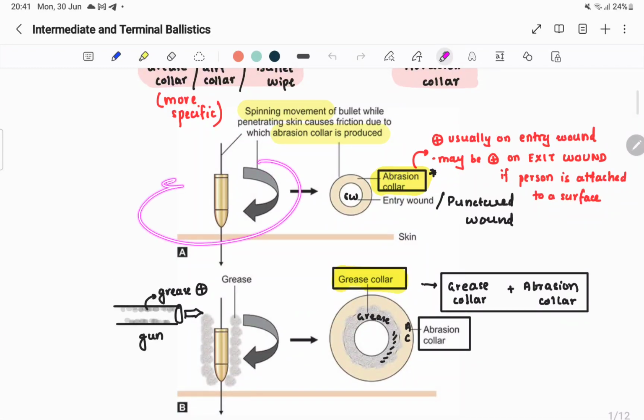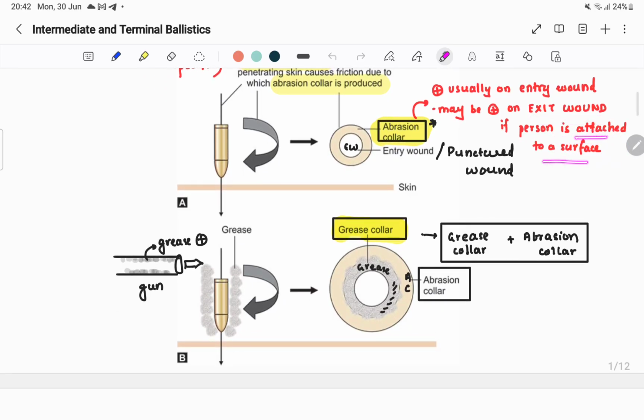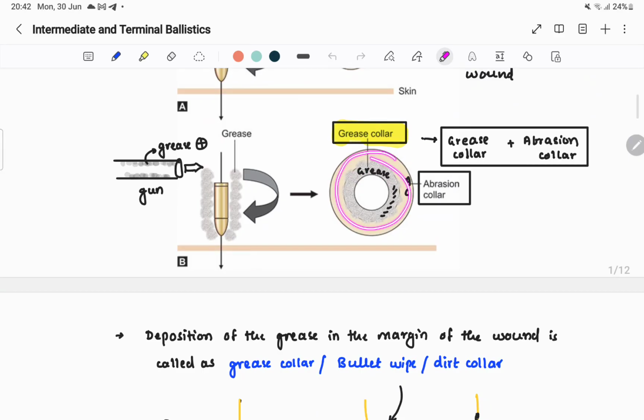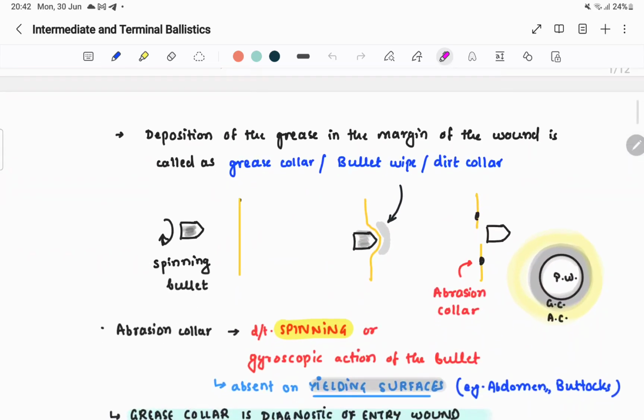The bullet will spin and produce friction, and due to this friction an abrasion collar will be there. It is usually on the entry wound because there is more spinning on entry. It is not much in the exit wound. If the person is against a wall or attached to a surface, then there can be an abrasion collar on the exit wound too. But it is usually on the entry wound. Just remember this. So the grease collar and abrasion collar are the two collars produced by a bullet.